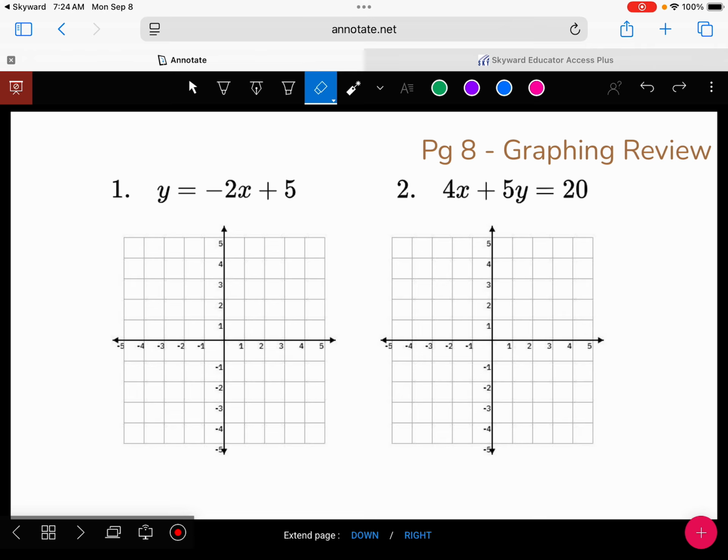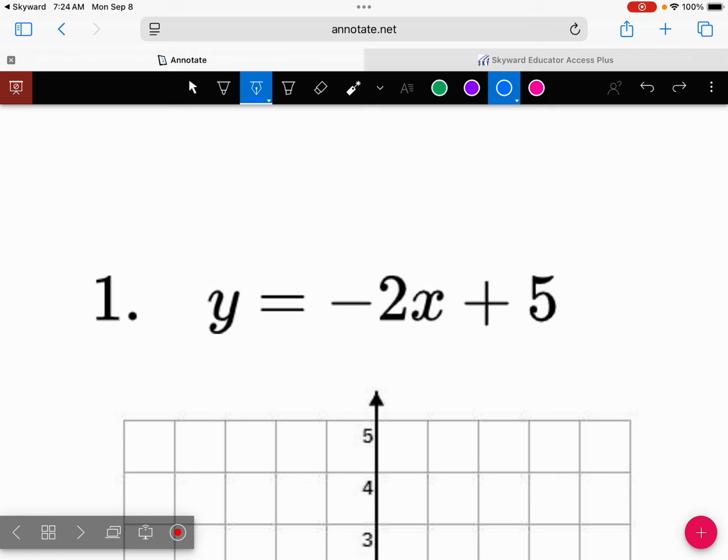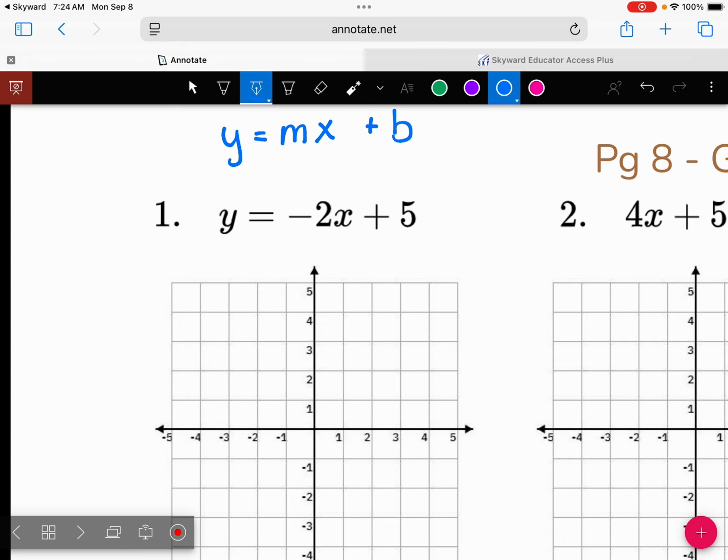So at the bottom of page 8, we have these 2 equations. Number 1 is in our slope-intercept form, that y equals mx plus b situation, and then number 2 is in our standard form. So our slope-intercept form, this guy, we can just straight up graph from it. We don't have to do any calculation.